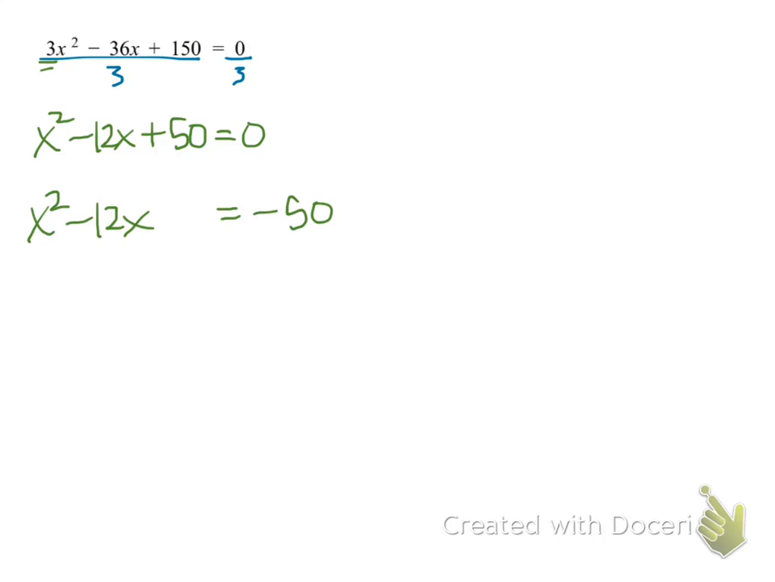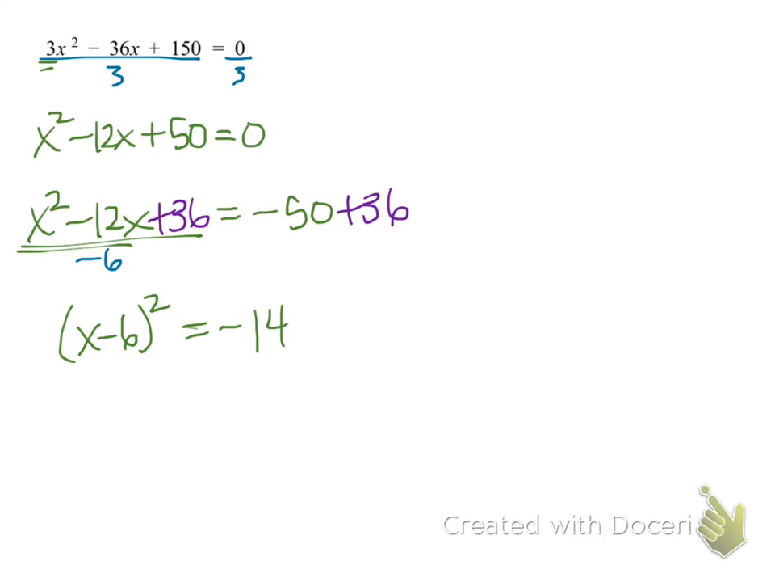Again, we don't need that 50 to complete the square. We only need the squared term and the x term to complete the square, so we're going to move 50 over to the other side by subtracting it. Half of negative 12 is negative 6. Squared is 36. And so then we need to make sure that we add 36 to the other side of the equation as well. The left side factors as x minus 6 quantity squared. And then we get negative 14 on the right.